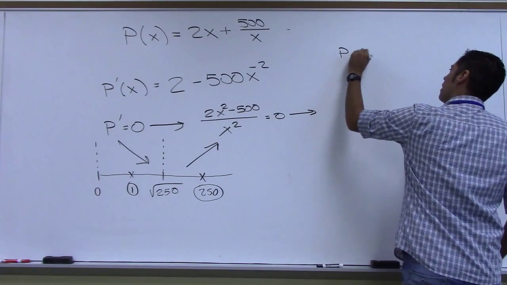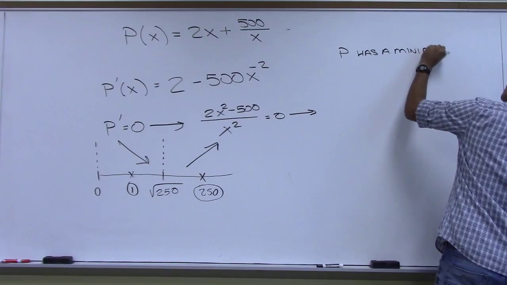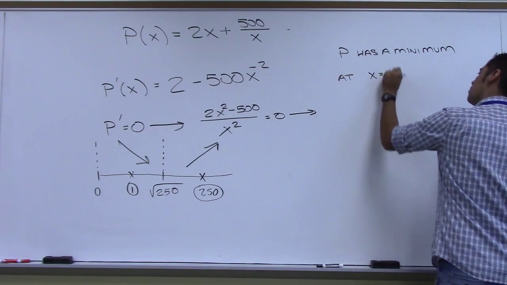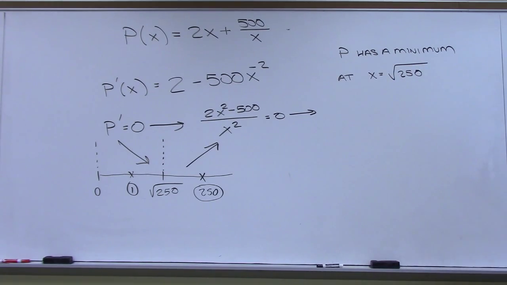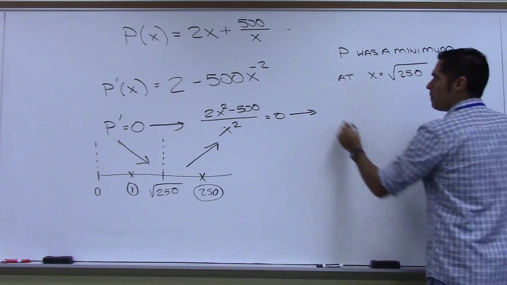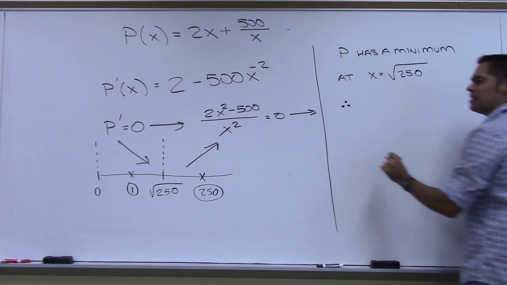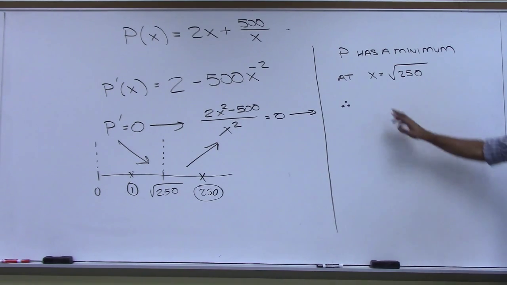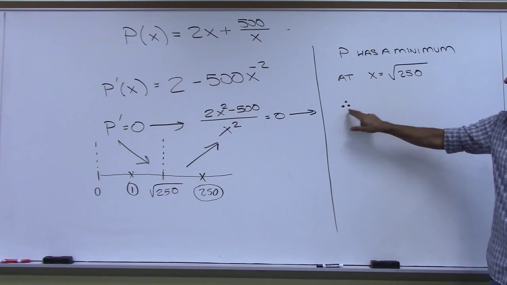P has a minimum at x equals square root of 250. Therefore, have I used the 3 dots? Yes, yes. Yes? Therefore? Did I use these yet or no? Okay, therefore, that's what this means.